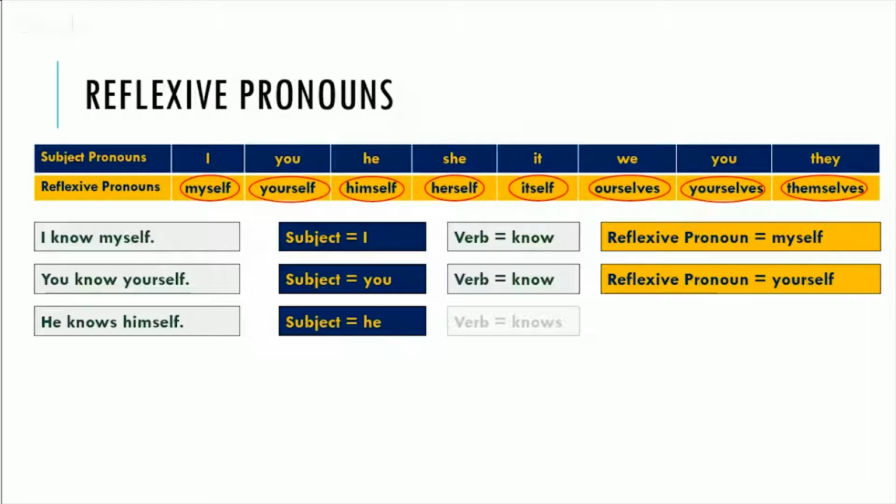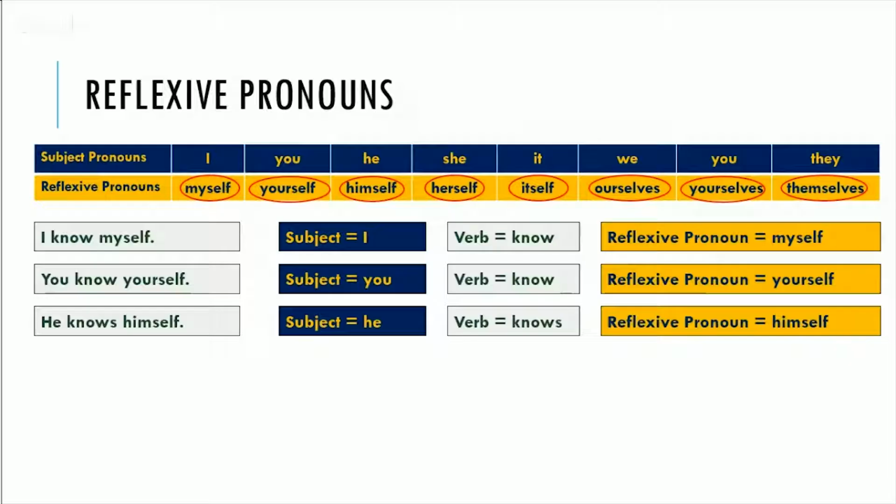Si quieres decir, yo me conozco, in inglés, tienes que decir, I know myself. The reflexive pronoun is, you need it. It's meant, you have to have it, right? If you want to say, tú te conoces, you know yourself. Yourself is mandatory. You need it. You got to have it in order for the sentence to be correct.